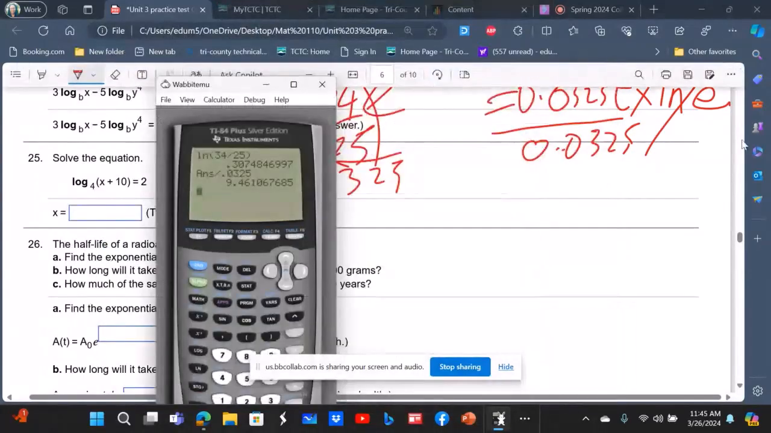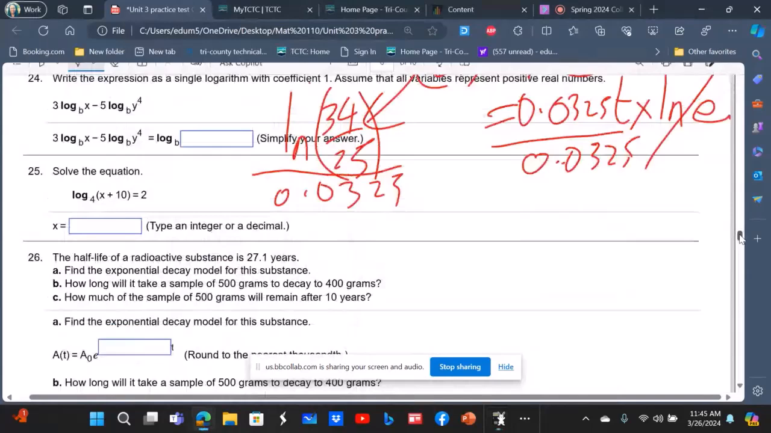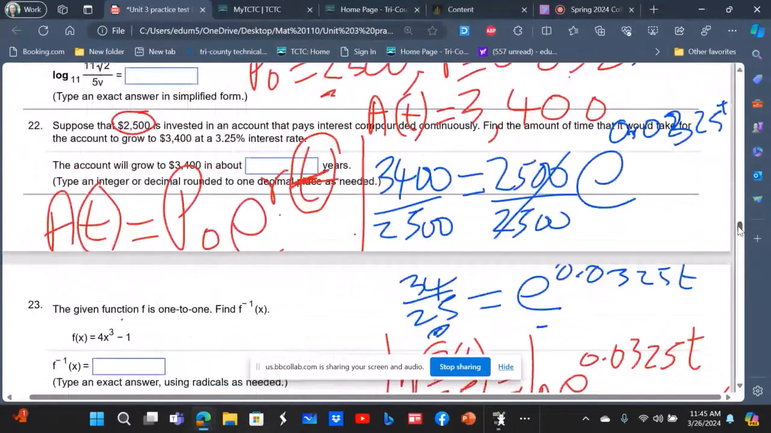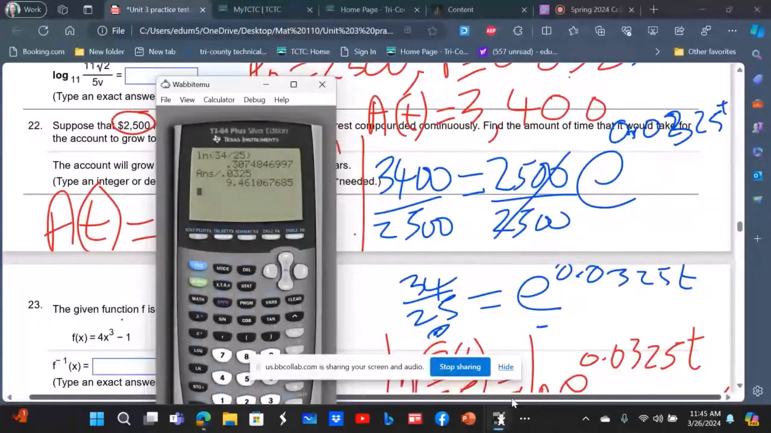Let's go up and check on it. Okay, type an integer or decimal rounded to 1 decimal point. So my answer will be: the amount will grow from 2,500 to 3,400 in 9.4 years, approximately. Okay, so the amount will grow up to that in 9.4 years.